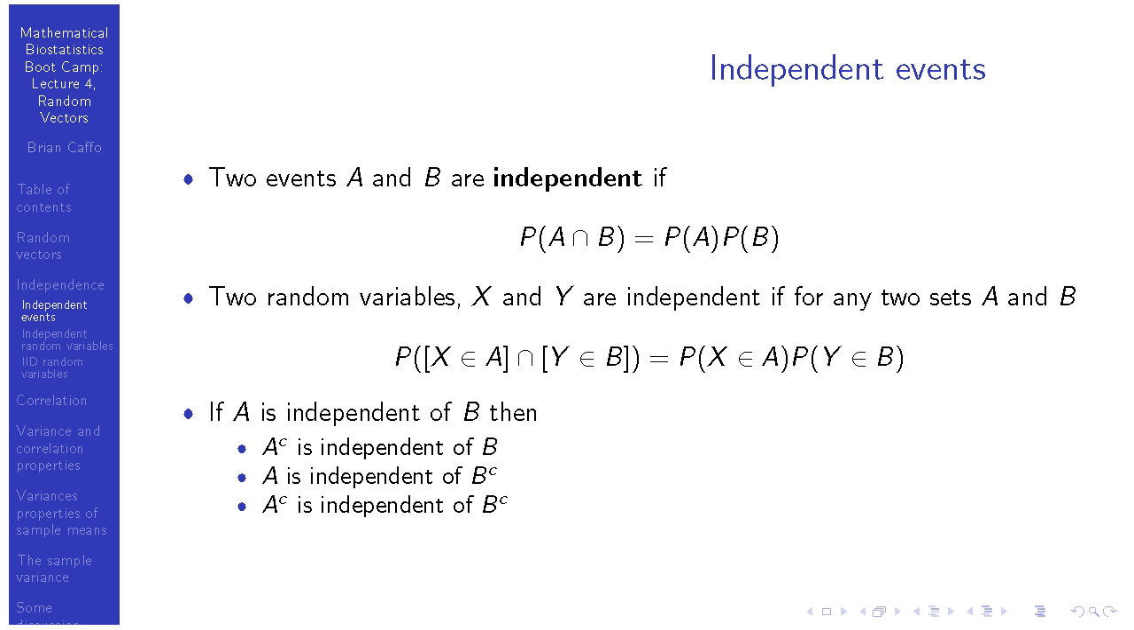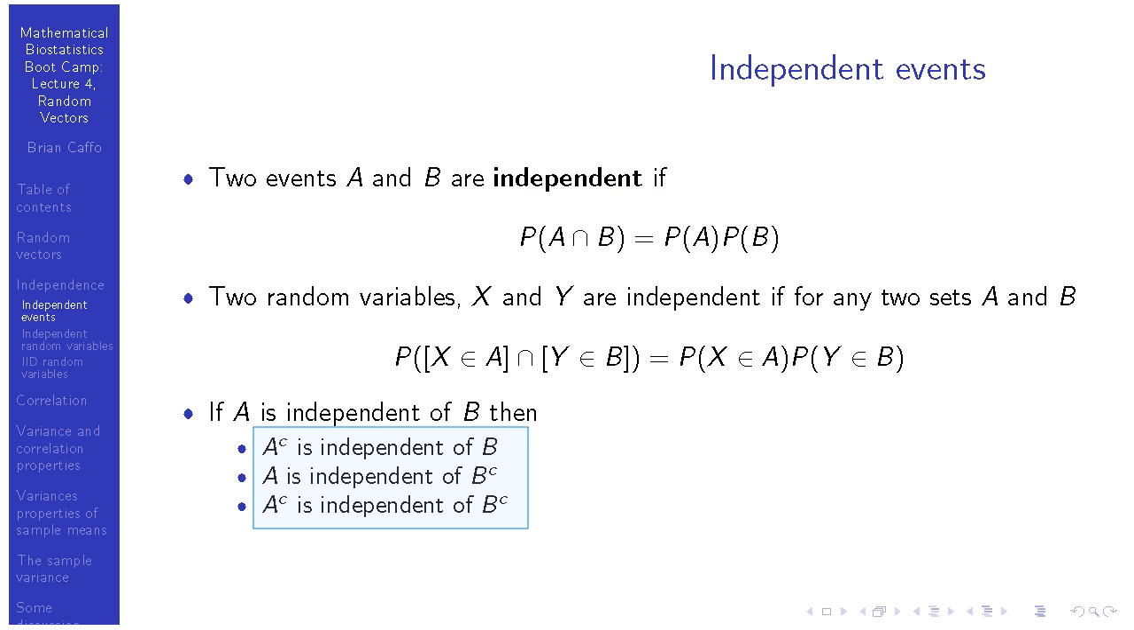Thinking back to our early definitions of probability, we were discussing the sample space and events. Two events are independent if the probability of their intersection is equal to the product of their probabilities. So the probability of A intersect B is the probability of A times the probability of B. So A and B are independent.